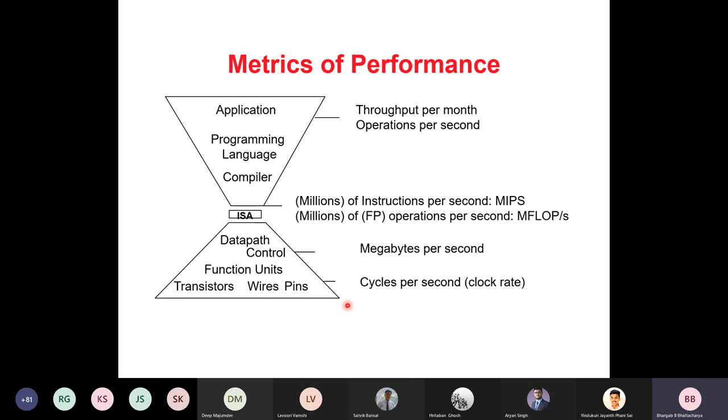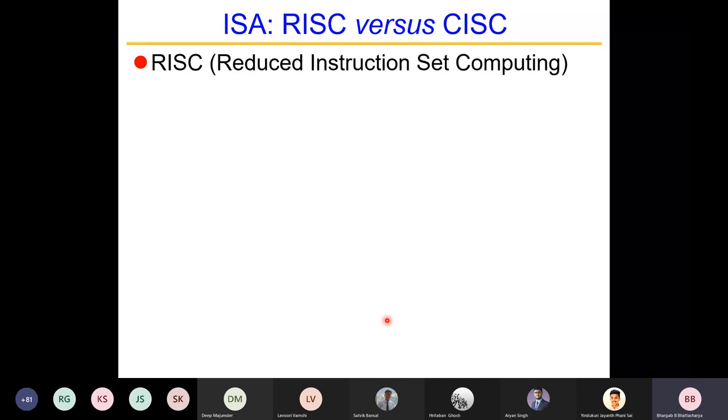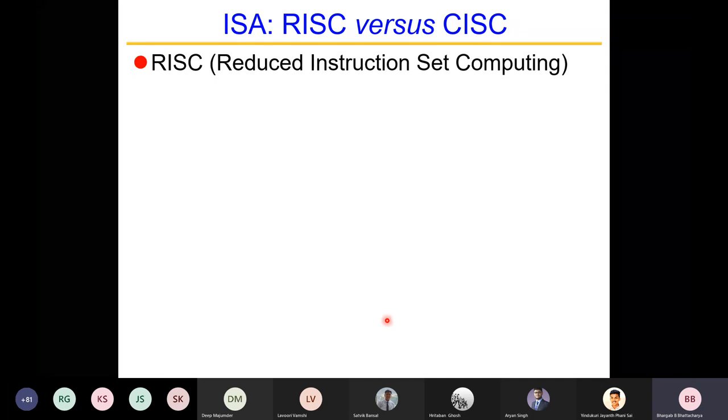This slide shows what things you need to consider to improve your performance. At the bottom level, you have the transistors, the hardware level. In the middle, you have the instruction set architecture. Then you have an optimizing compiler, good algorithm, and so on. So performance can be improved by a multitude of factors. There are many factors which determine the performance of a machine. All right, now let me summarize the instruction set architecture.